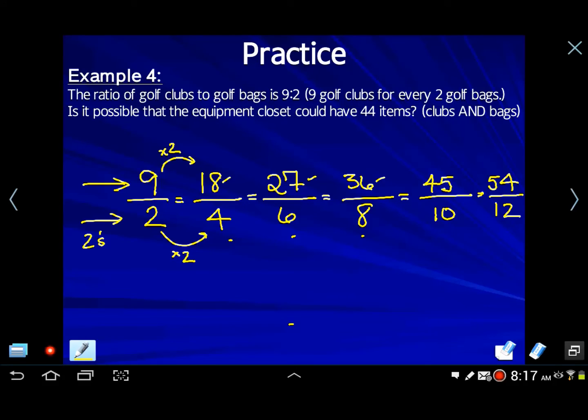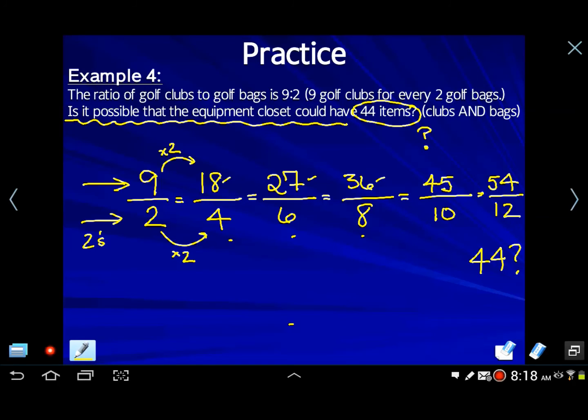Okay, so now let's go back to the problem and figure this out. Is it possible that it could have 44 items? That's the part we need to figure out. And if you look at all those numbers, you don't see 44 in there. Do you see a 44 in there? I don't. But that doesn't mean the closet doesn't have a ratio of golf clubs to bags that equals 9 to 2. So what do I mean by this?